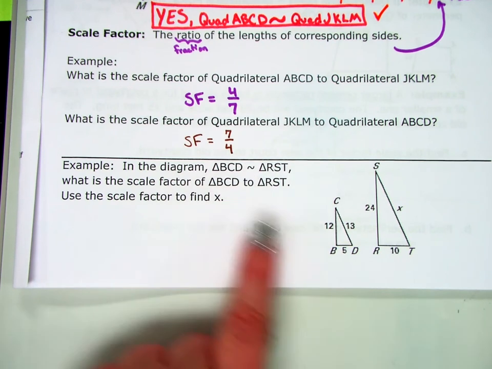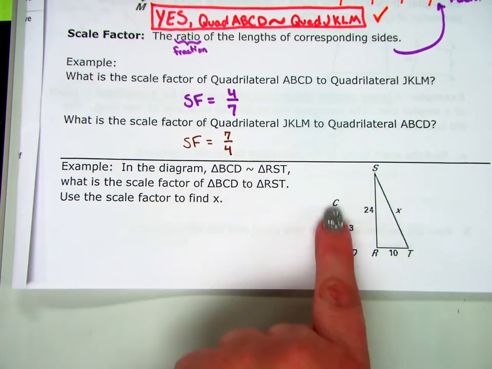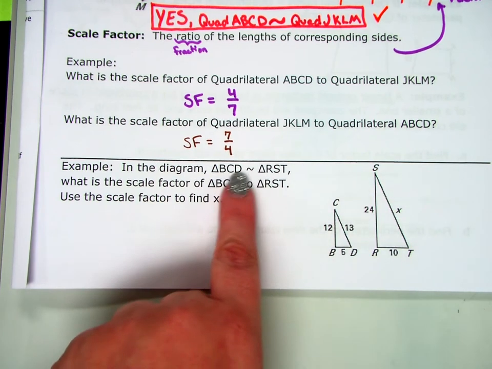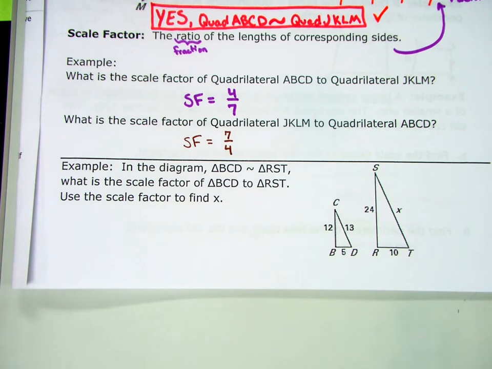So I already know B is congruent to R. These two angles are equal. C is congruent to S. These two angles are equal. D is congruent to T. These two angles are equal. And then I know my sides are proportional, and I know they reduce to the scale factor.